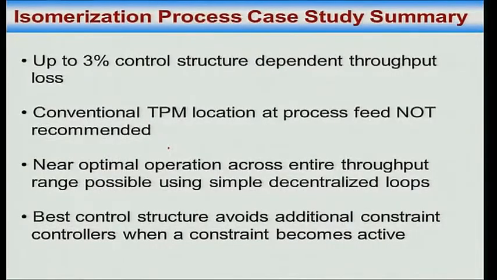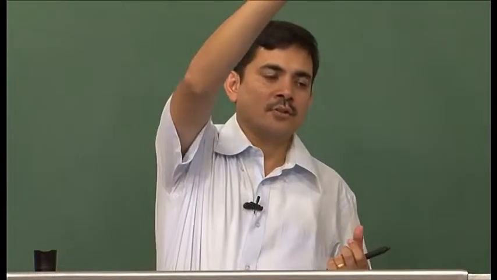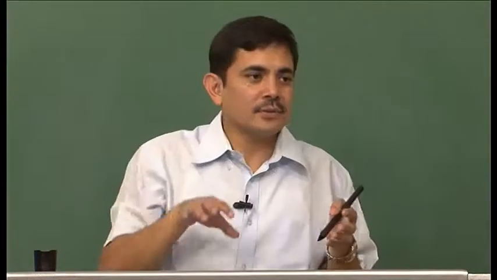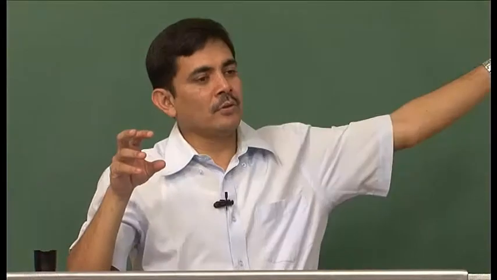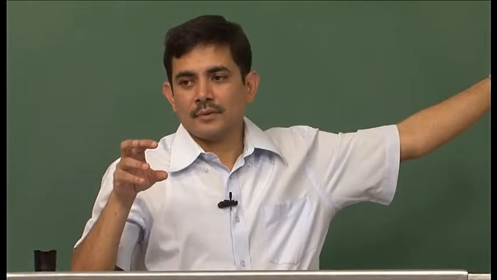So up to 3% control structure dependent throughput loss. Conventional throughput manipulator location at process feed is not recommended. That's because all your active constraints are inside, they are not at the feed. Boil up in coil up 1, boil up in coil up 2, maximum heater duty, these are all inside the process. What's the point in having the throughput manipulator away, right?